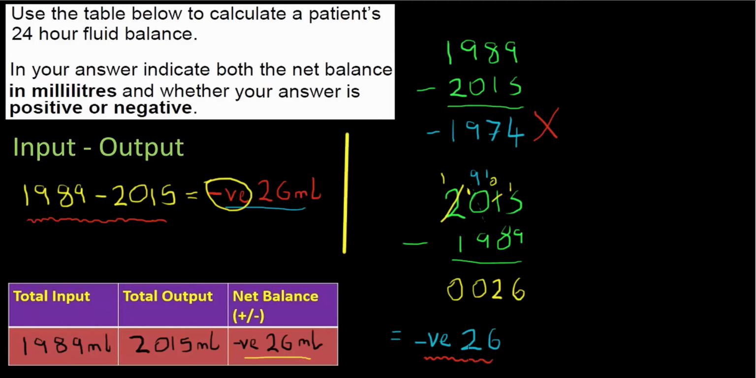Now for answers that are positive, the calculator will not give you a sign, it just won't have a sign. So answers that are positive, you still must put a sign in, and in that case you'd put a plus or a plus VE. So just bear that in mind.